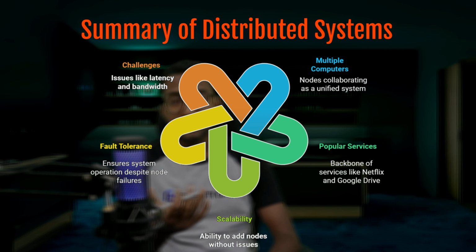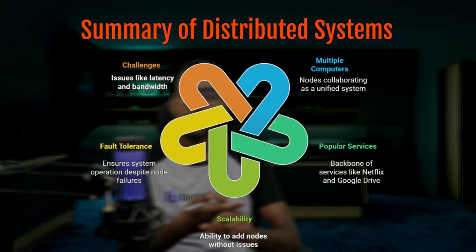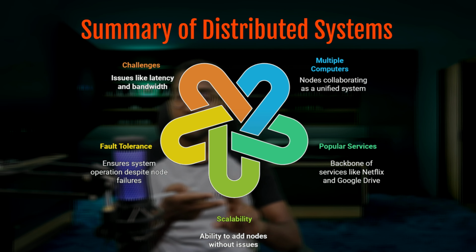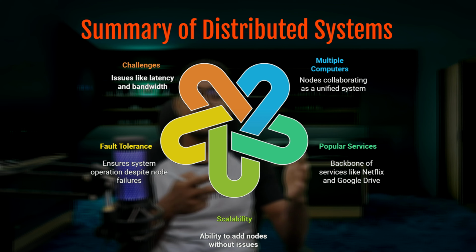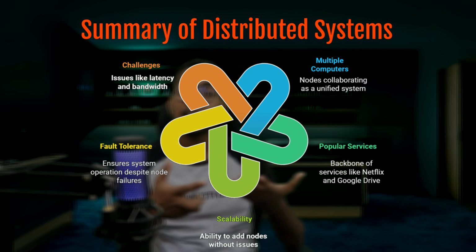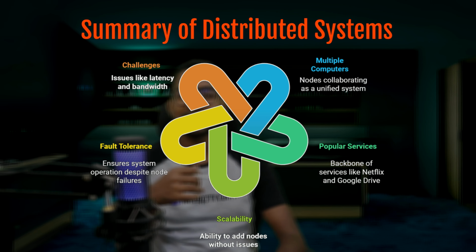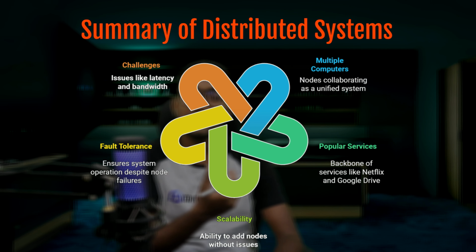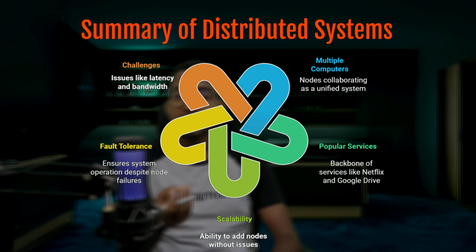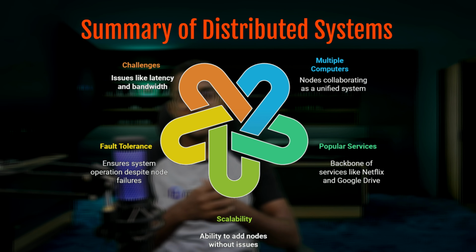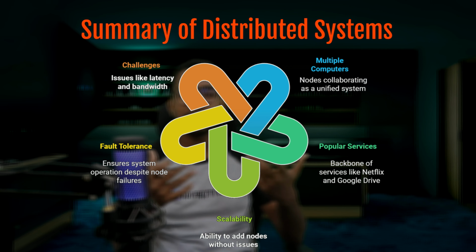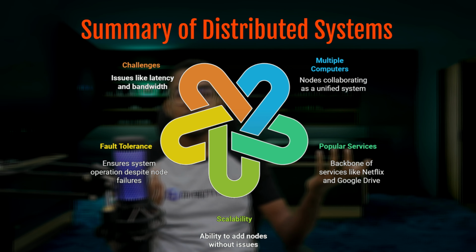The key benefits we also discussed, scalability and fault tolerance. Two of the most important benefits of distributed systems are scalability and fault tolerance. Scalability means that you can easily add more nodes to the system to handle more traffic or data without causing issues. This is crucial for growing applications that need to support an increasing number of users. Fault tolerance ensures that even if one node crashes or fails, the system as a whole continues to operate. This means that users won't experience any downtime or service interruption even when something goes wrong on the backend.